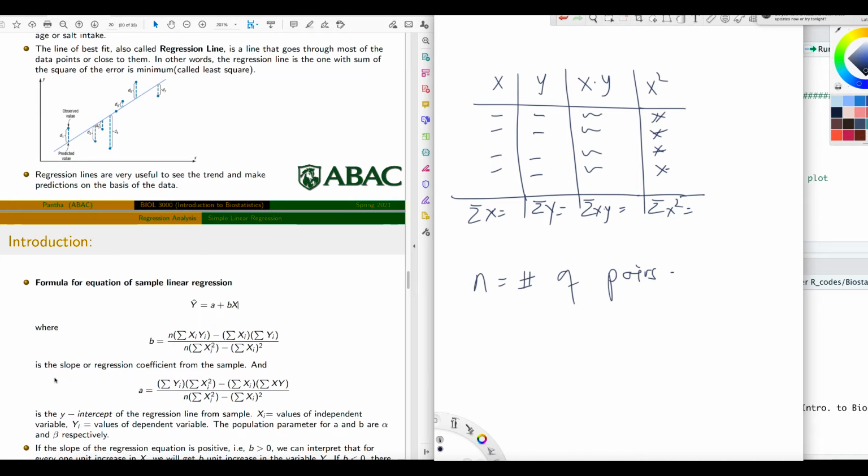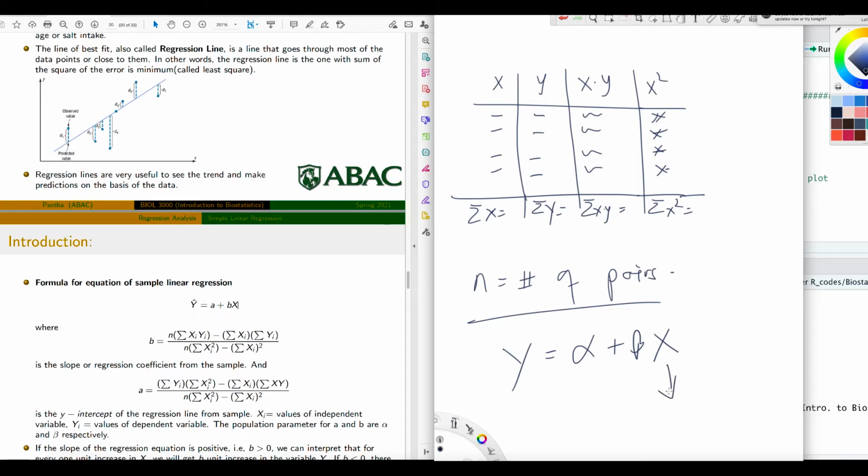So B is the slope or regression coefficient from the sample, and A is the y-intercept of the regression line. So xi equals values of the independent variable. Xi must be the independent variable and yi must be the dependent variable. The population parameters for A and B are alpha and beta respectively. So this is for the sample regression line. For the population regression line, we don't write y hat. We just write y equals alpha plus beta times x. That's what you write.